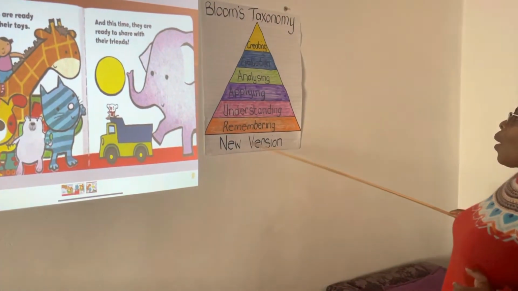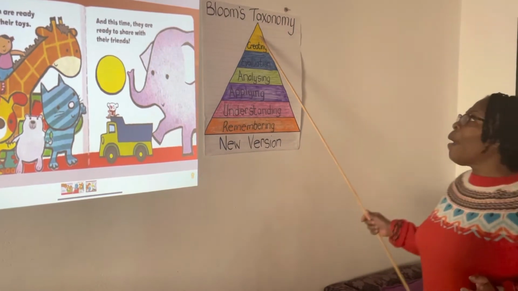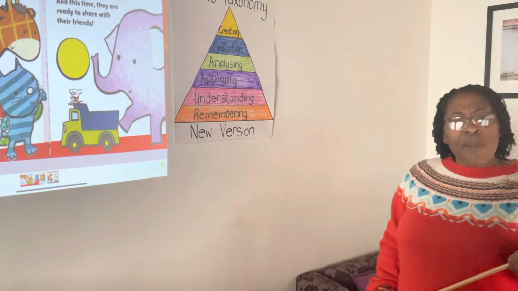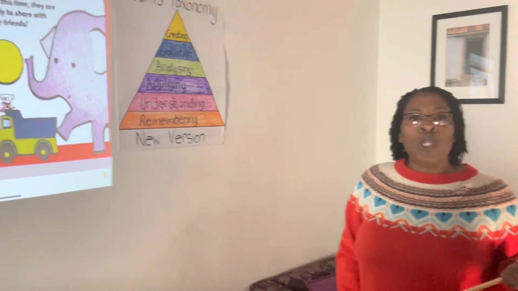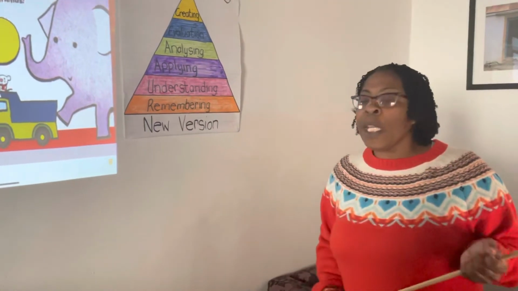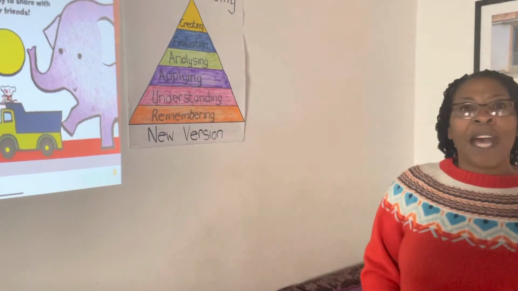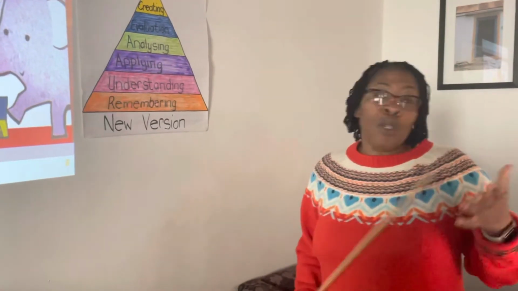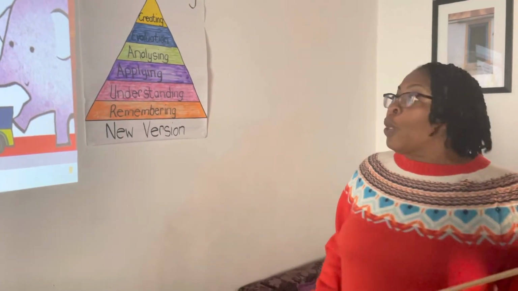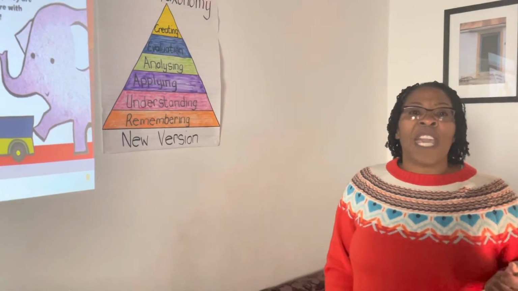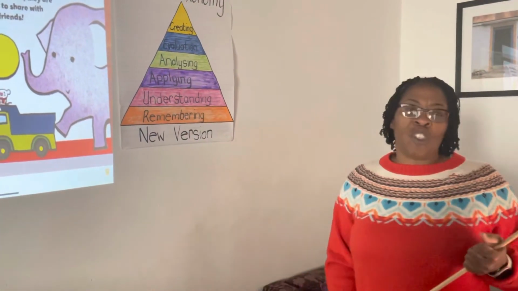To get all the way to the top of Bloom's, you might ask them to create their own story. You say, can you think of a time when you weren't willing to share? Or can you think of a story that will teach others how to share? And ask them to use their imagination. You can put them in a circle, and you can use the same characters, Dot and Dash, and then you can just say, the first student begins the story.